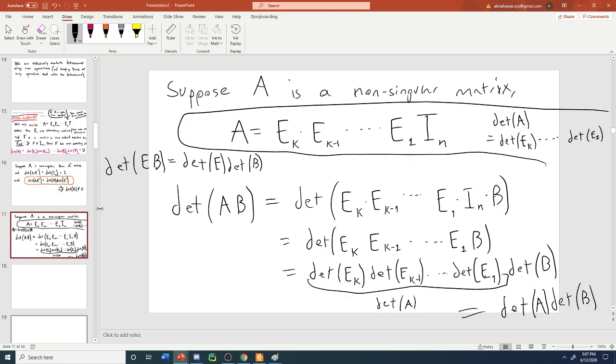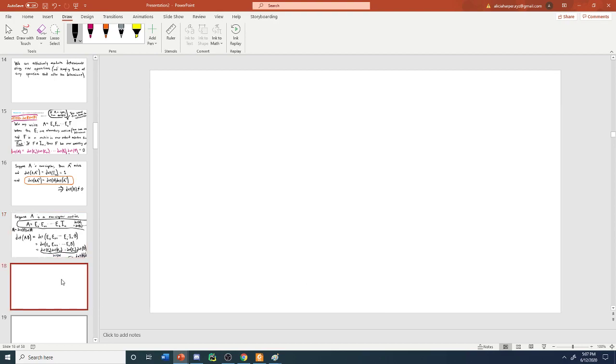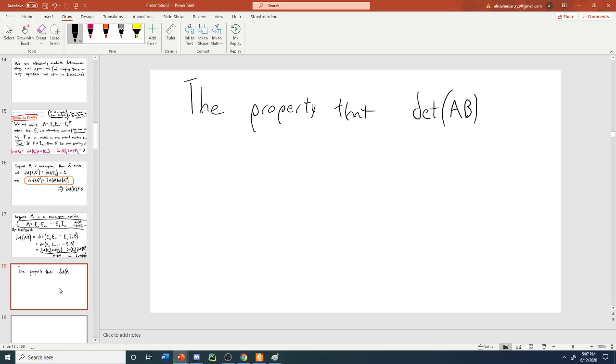However, the thing we just proved has a lot of philosophical significance. And so I kind of want to sit here and stress it for a minute. The property that the determinant of A times B is equal to the determinant of A times the determinant of B is possibly the single most important thing about the determinant.